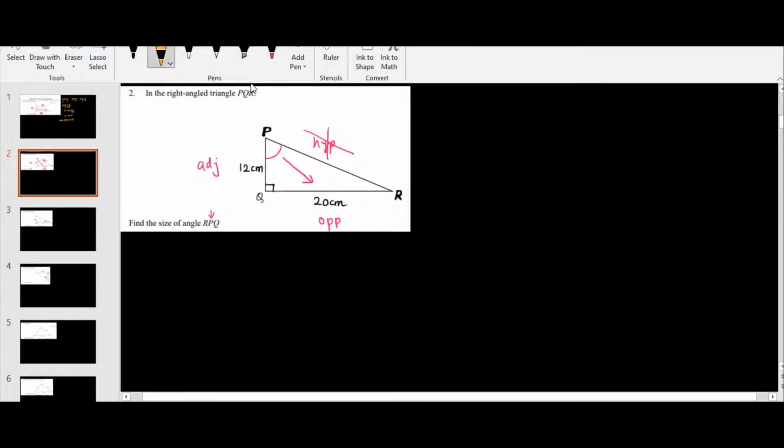Again, out of the 3 formulas, that is sine theta equals opposite upon hypotenuse, cos theta equals adjacent upon hypotenuse, and tan theta equals opposite upon adjacent, I have to choose the one which has both adjacent and opposite. We don't want hypotenuse. Sine theta has hypotenuse, so I cannot use this. Cos theta has hypotenuse, I cannot use this. So I have to use the formula where opposite and adjacent are mentioned.